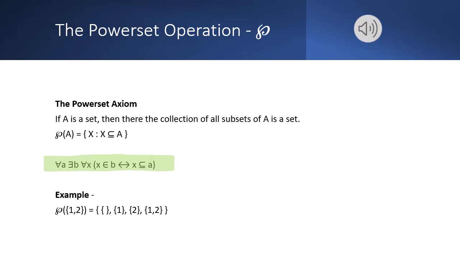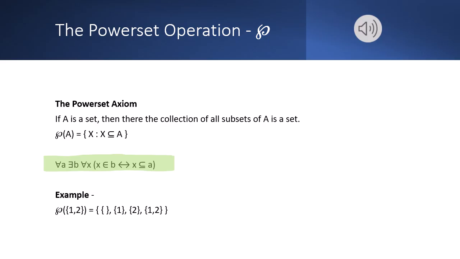The next axiom we look at is the power set axiom. If a set A is given, then the collection of all subsets of A is again a set. Now, this is a consequence of the axiom of comprehension when we take our well-formed formula to be x is a subset of A, as written out there in set builder notation on that third line down.